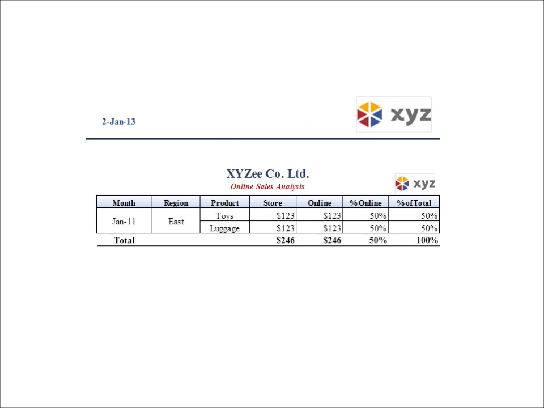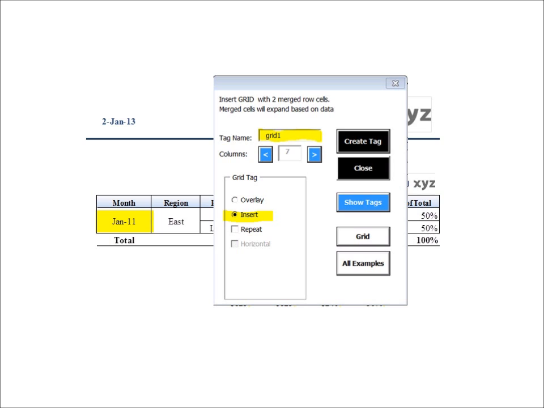Next, we will tag the table. Double-click on the first cell where the data is going to go. Excel Interface automatically knows it's a table or a grid by the formatting. There are a number of tagging options to facilitate the building of reports and spreadsheets, as well as a complete help menu to guide you through the process. In this case, we want to insert new data into the table. We choose the Insert option and click Create Tag.